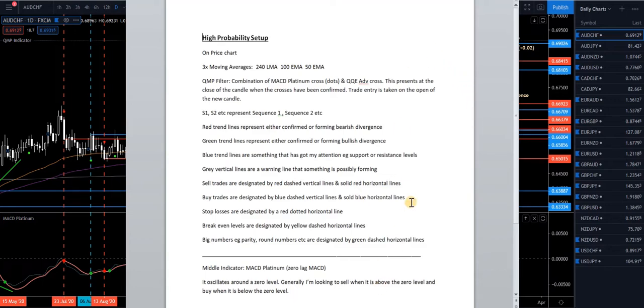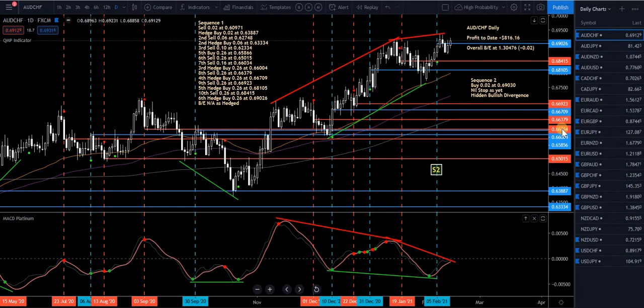There's the details on the chart. So let's go to the charts. We'll go through all this watch list, every pair, and just give you my thoughts. Now, there's a lot of lines on these charts. You'll see sequence 1, S1, sequence 2, S2.